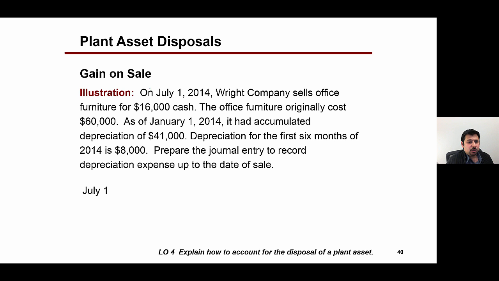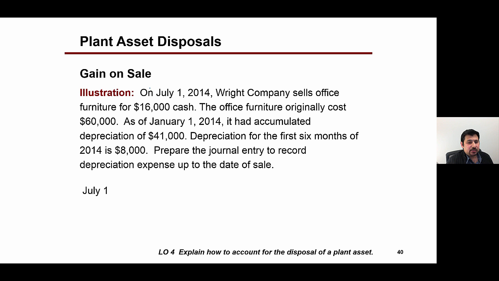On July 1st, 2014, Wright Company sells office furniture for 16,000. The office furniture originally cost 60,000. As of January 1st, 2014, it had accumulated depreciation of 41,000. Depreciation for the first 6 months of 2014 is 8,000. Prepare the journal entry to record depreciation expense up to the date of sale.